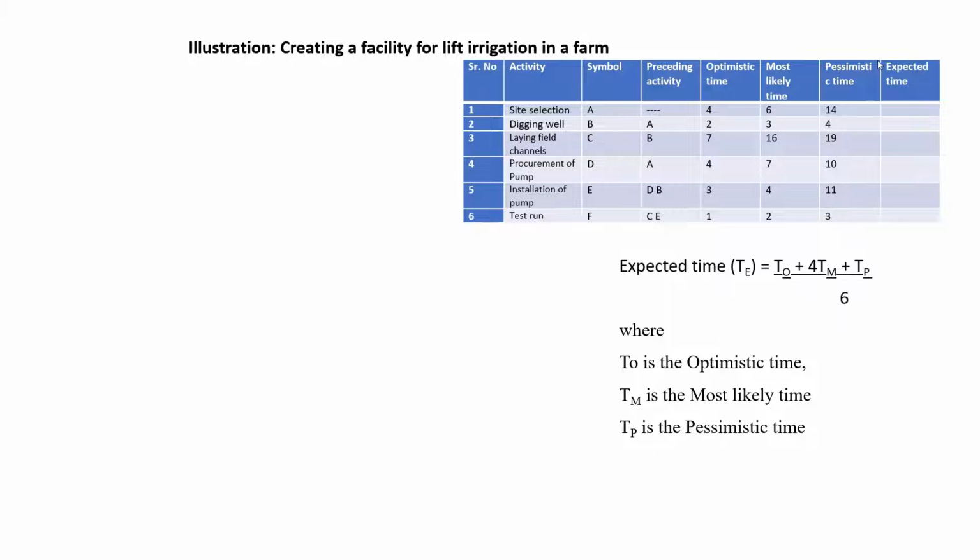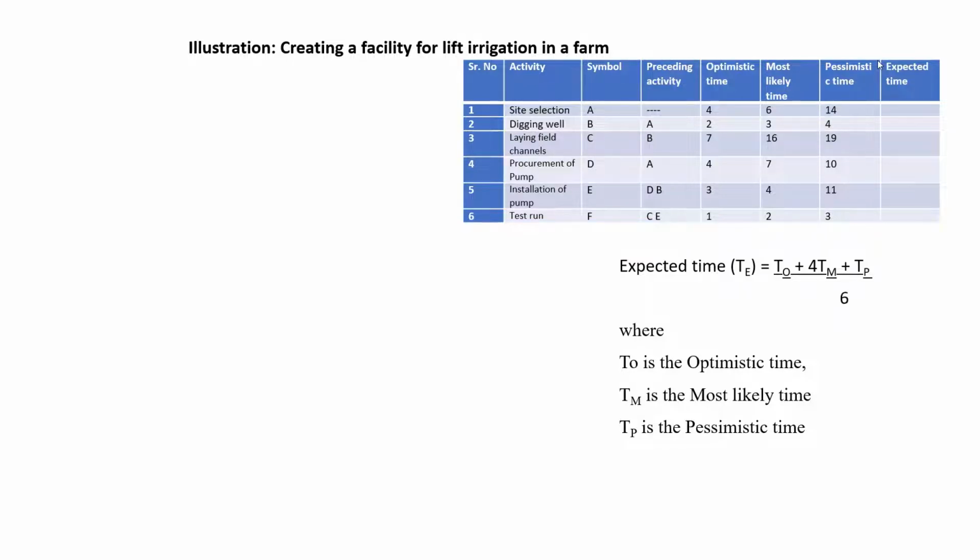So we are going to procure a pump only when activity A, that is site selection, is done. Then installation of pump is activity E. To install a pump, D and B must be completed. So D represents procurement of pump and B represents digging well. Symbol F represents test run. So when C and E activities are done, we can go ahead with the test run. C represents laying field channels and E represents installation of pump.